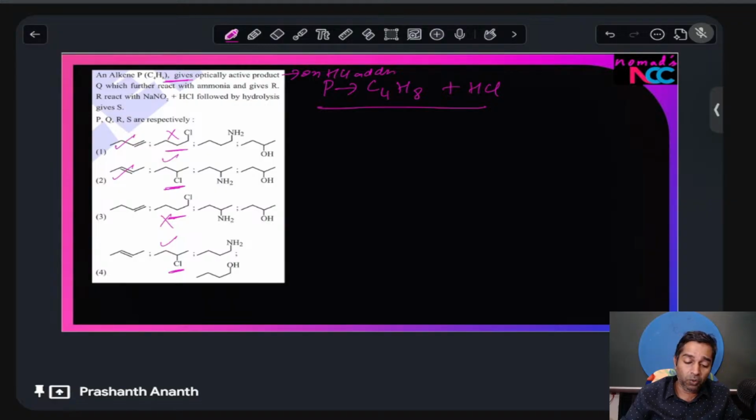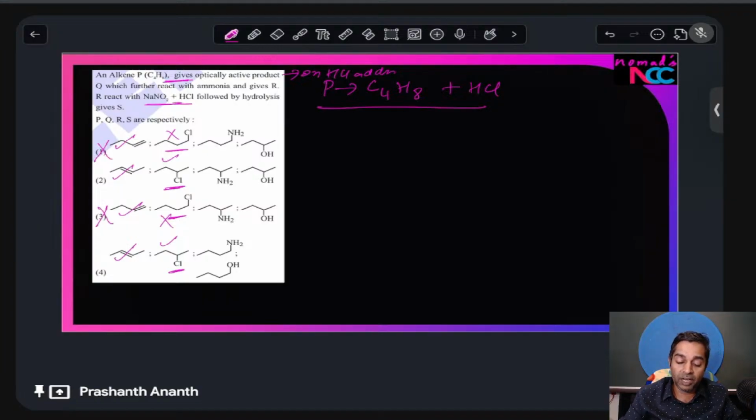But we have already ruled out the last cases over there anyway. So we have ruled out option 3 and we have ruled out option 1 because the second product is not going to be optically active there. Which further reacts with ammonia to give R. R then reacts with NaNO2/HCl followed by hydrolysis. So we have now got option 2 and option 4 as the only possibilities left over.